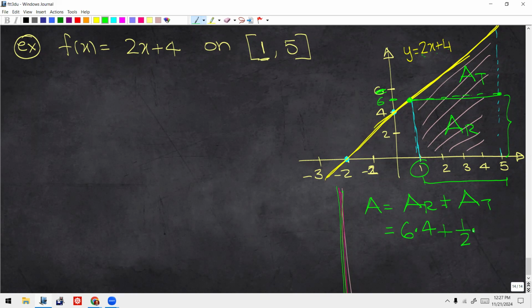Base. What is the base of the triangle? 4. And what is the height of the triangle? The height of the triangle would be this distance, correct? On the top. So I need to find this point and then subtract 6 from it because we know this is 6, right? So I plug in 5 in here. That'll give me the height at that point, you know? So you'll get 10 plus 4 is 14. 14 minus 6 is what? 8. So this would be 8.